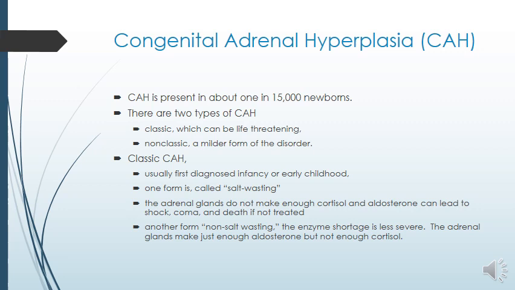The adrenal glands do not make enough cortisol, and they do not make enough of the hormone aldosterone, whose job it is to maintain the balance of salt in the blood. If it's not diagnosed and treated, the classic form can cause shock, coma, and death. In another form of the classic disease, called the non-salt wasting form, the enzyme shortage is less severe. And in this case, the adrenal glands make just enough aldosterone, but not enough cortisol.